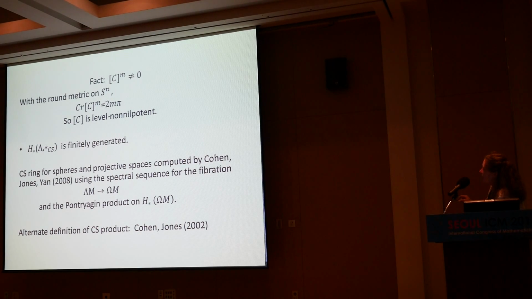Now, I should also add that this beautiful definition of Chas and Sullivan turns out to be more or less completely unworkable because of this transversality condition. And alternate definitions of the Chas-Sullivan product have been given. The first one was by Cohen and Jones, I think, in 2002. So there are more rigorous definitions than what I gave you, but it's still the best way to think about it.